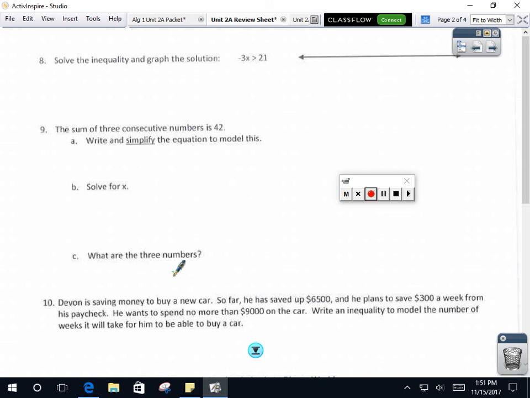Number 8, solve the inequality and graph the solution. To solve this inequality, what would you do first? Divide by -3. So those cancel, leaving x by itself, and the number becomes -7. What else do you have to do? We divided by a negative number, so you take this greater than sign and make it less than. Now we're going to plot it on the number line.